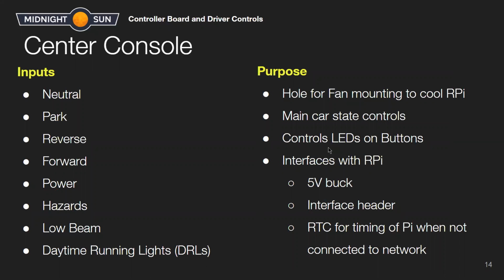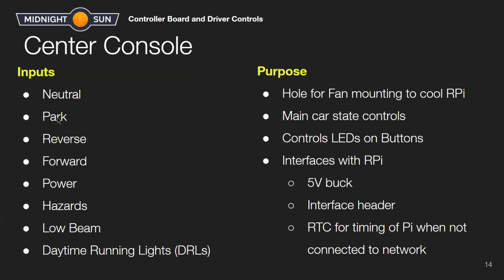And so we can walk through, again, what center console does. The center console has the following drive state inputs: neutral, park, reverse, forward, and just power on and off, as well as your hazards. Your low beam can also be turned on, as well as your DRLs. And why this is important is because we don't have a stick shift as you would have in ordinary cars, or most cars. Instead we have these buttons that control a change in gear.